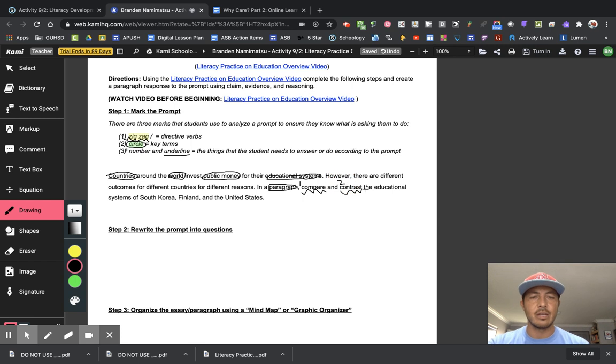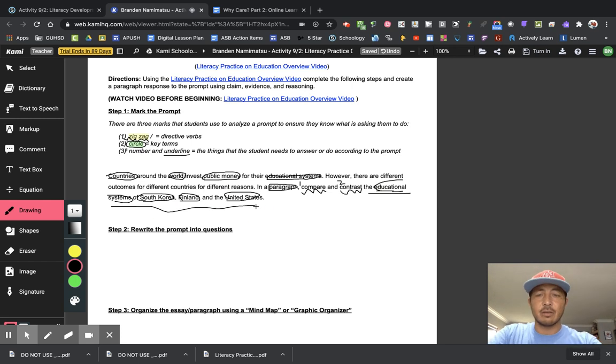All right. And what do I need to compare and contrast? The educational. Now, look how I circle this where it's open, right? This is going to be open over here. Systems of South Korea, Finland, and the United States. Well, I'm missing just one thing, my underline. Well, what am I supposed to write about? I'm supposed to compare and contrast the educational systems of South Korea, Finland, and the United States.